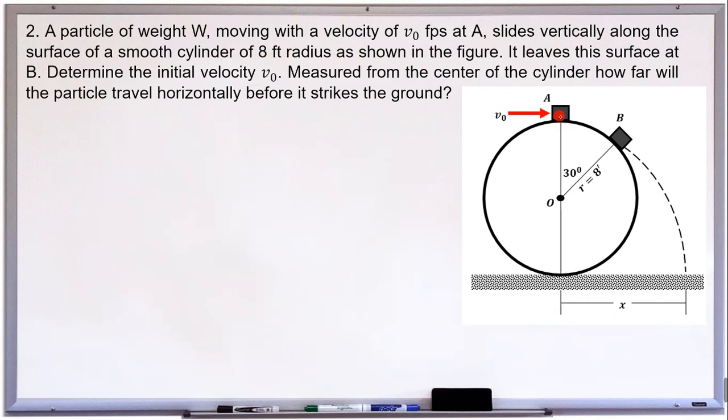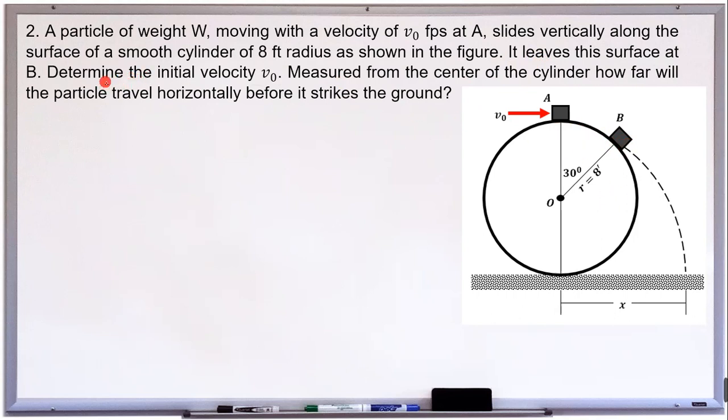So it slides from this position at point A towards point B, and it has an angular displacement of 30 degrees. For this smooth cylinder, the radius of it is 8 feet. Now, it leaves this surface at B. So the moment that this particle reaches point B, it is now leaving this cylinder.